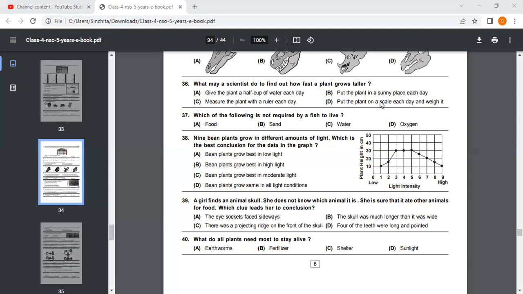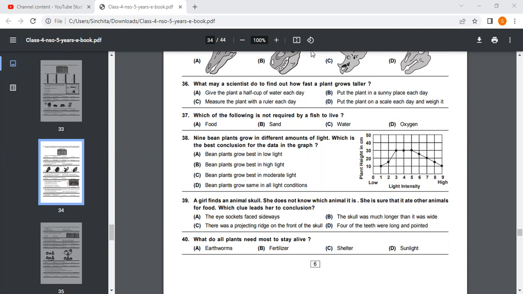Option A. Very good, Shruti. Excellent. Debangshu, this will be option A, because see, the growth rate of the bean plants has increased during the low intensity of light. When the light was low, the growth of the bean plant increased. During the high intensity of light, the growth of the bean plant decreased. And when the light was moderate, the bean plant neither increased nor decreased. It was at a steady rate.